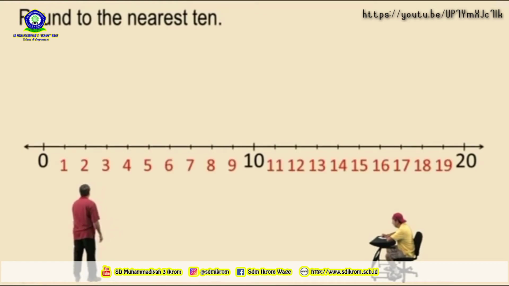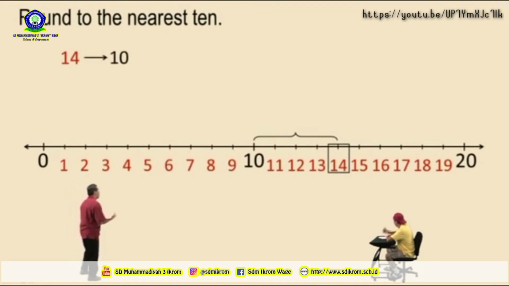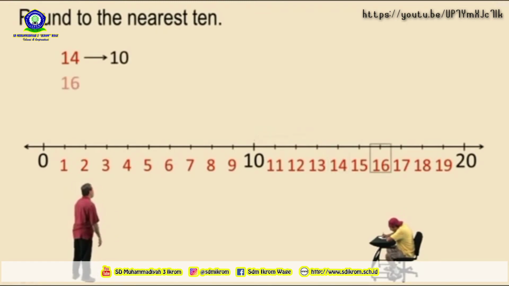Watch. Let's begin with the number 14. Now 14 is right in between 10 and 20, but it's closer to the 10. And so we say 14 rounds to 10. That's the nearest 10. What about the number 16? 16 is in between 10 and 20, but it's closer to the 20. So we say 16 rounds to 20. That's the nearest 10 to the 16.